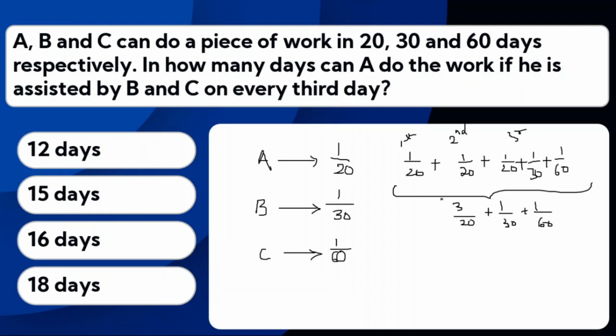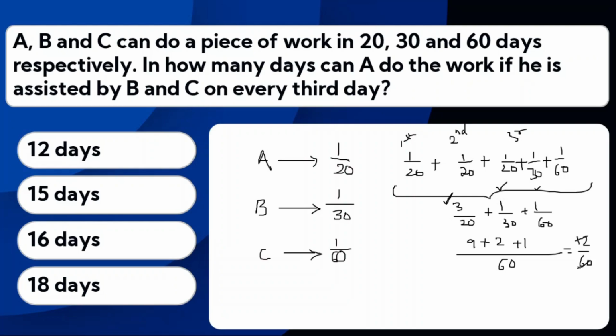This is the work done by A for 3 days, and this is the work done by B for the third day. Why? Because on the first day and second day B is not there, and C also is not there for the first and second day. So 1 by 60. Take the LCM, it is 60. So 20 gets cancelled here. 3 times 3 is 9, plus 2 times for 30 and 1 time for 60. If you add these numbers you will get 12 by 60, right?